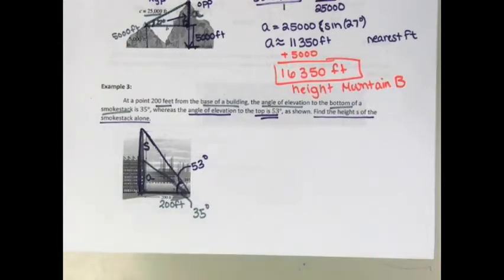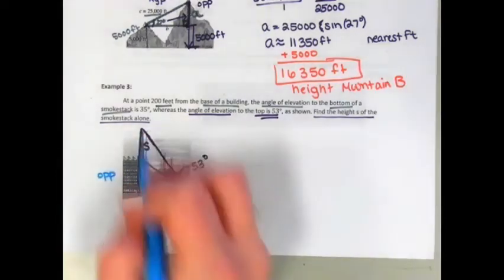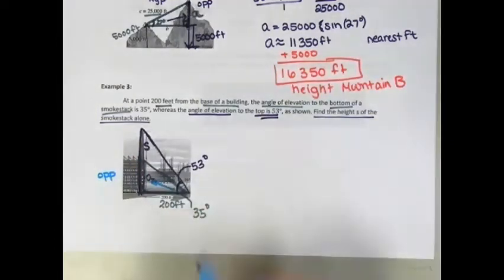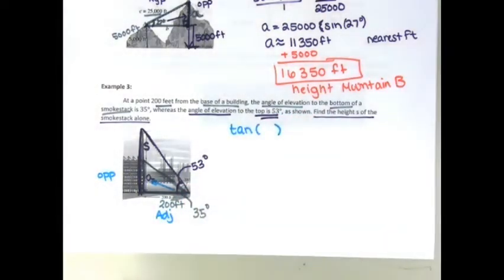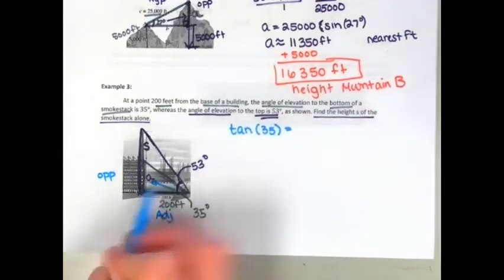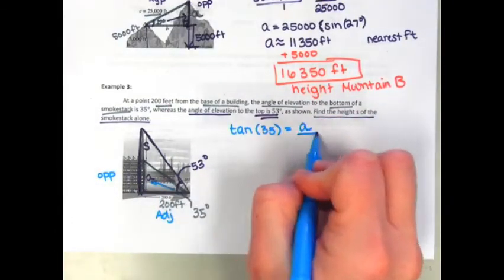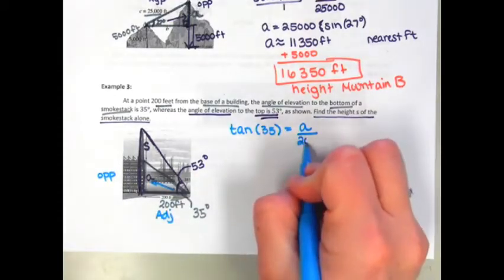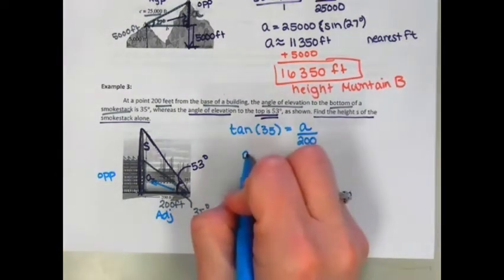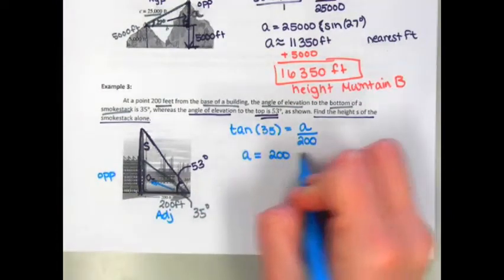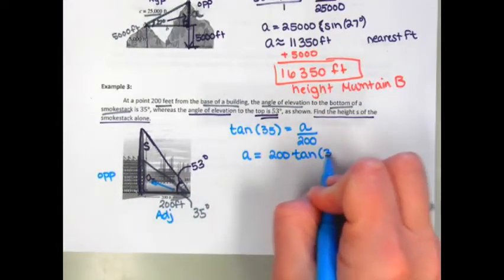Let's find A. So from 35 degrees, the A is my opposite. So this whole side of my triangle is going to be opposite, right? And the 200 will be my adjacent. So I'm going to be using what trig function this whole time? Tangent, okay? So the tangent of my angle, what's my angle? 35 is equal to the building height, which is A, over my adjacent, my distance away from the building, which is 200 feet. Okay. So A is found by taking 200 times the tangent of 35.